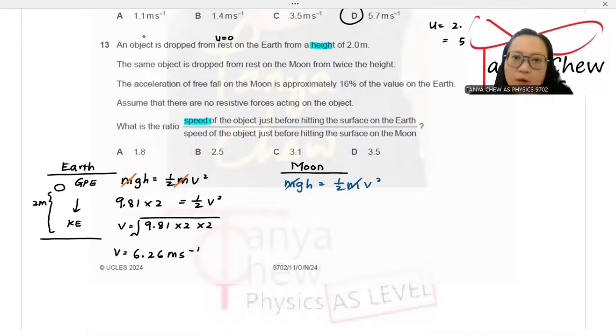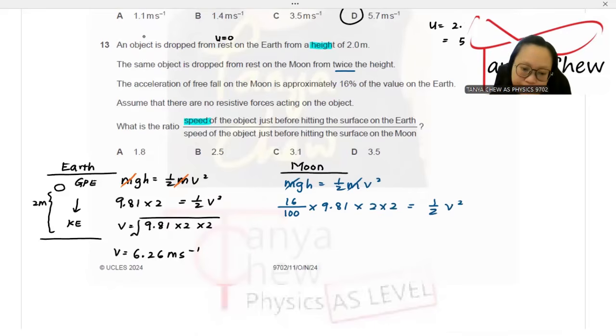Cancel the m. Right, the gravitational acceleration on the moon is approximately 16%. So you write 16% divided by 100 times 9.81. And then you times the height, which is twice the height. Initial height is 2 meter. Twice the height, so you times 2, right? Which is equal to half v squared.